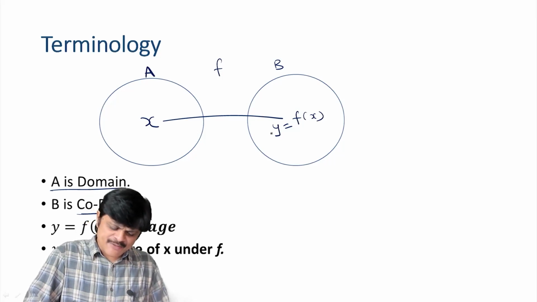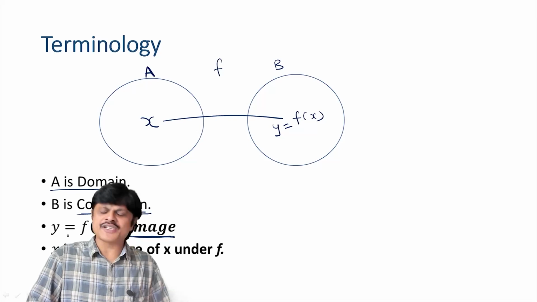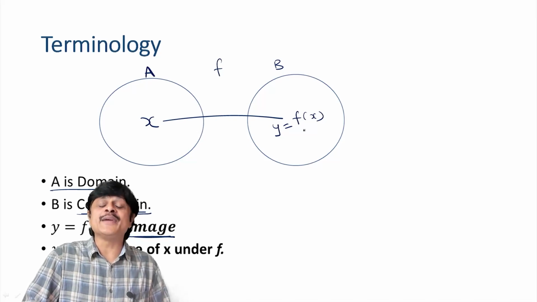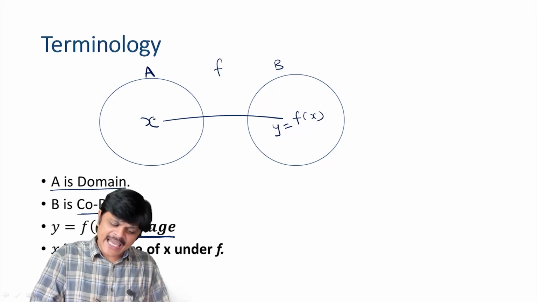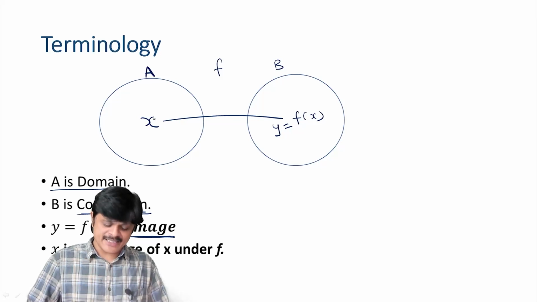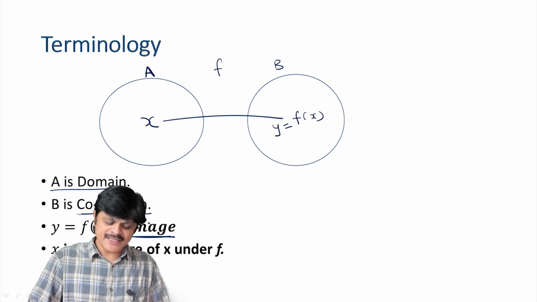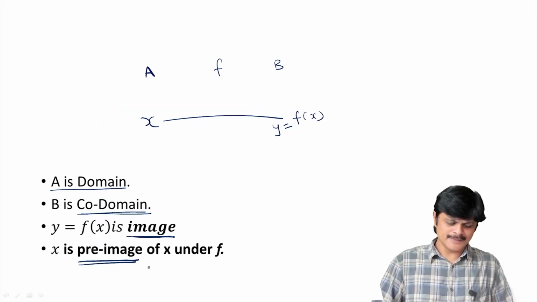So this f(x) is what is called the image of the function. This f(x) is called what? Image of the function. Am I clear? f(x) is called the image of the function. And for this f(x), x becomes the pre-image. x becomes the pre-image. So please remember these terms.